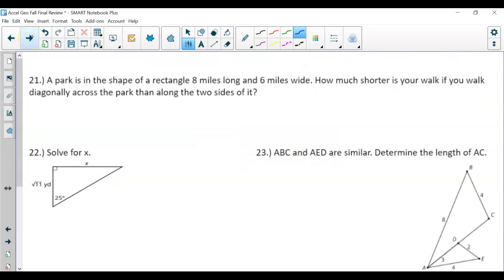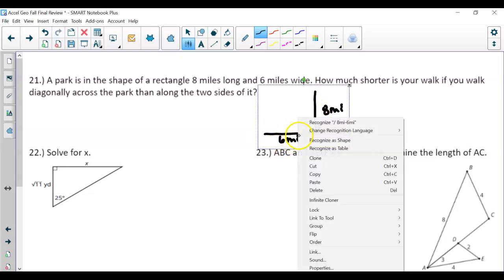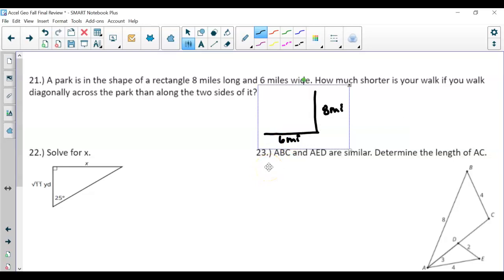So now 21. So here again, if you need to draw the picture, right? We've got a park here in the shape of a rectangle that is 8 miles long and 6 miles wide. How much shorter is your walk if you were to walk diagonal versus walking like this, right?